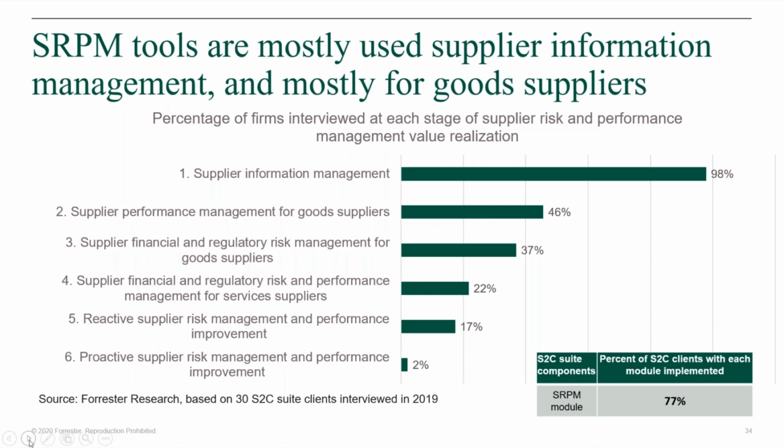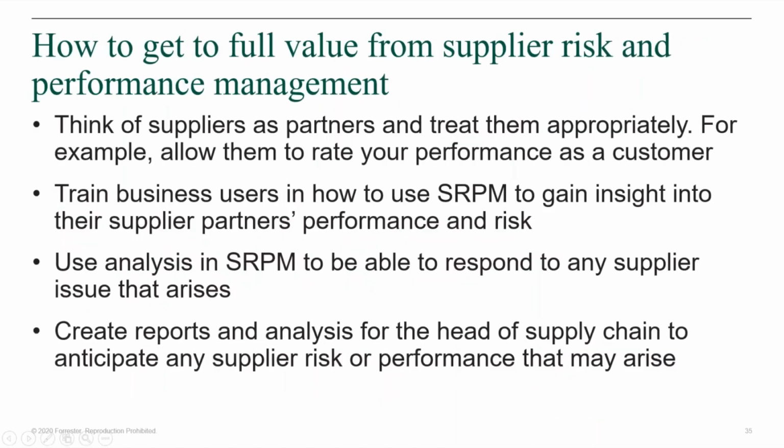Next, very quickly, here are the key things. Think of suppliers as partners and treat them appropriately. For example, allow them to rate your performance as a customer. Maybe what is making them a poor supplier is that you as a customer are not providing the information they need. Training, again, training on how to use it to gain insight.